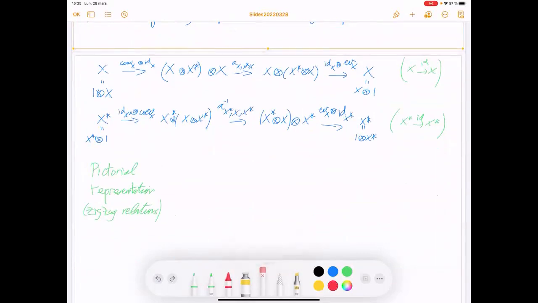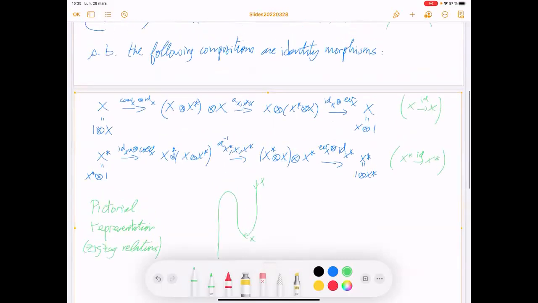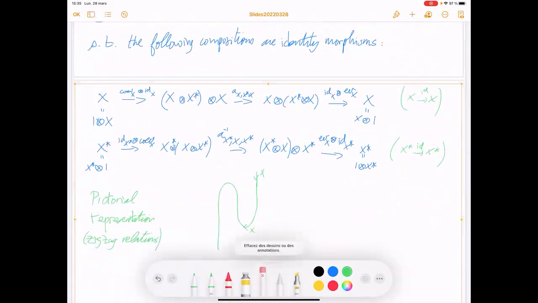So the first is as follows. You do like that. Start with X. You have X. Do like that. You have X here. This is the evaluation map, and you have a co-evaluation map here, and then X. This is the identity. First.